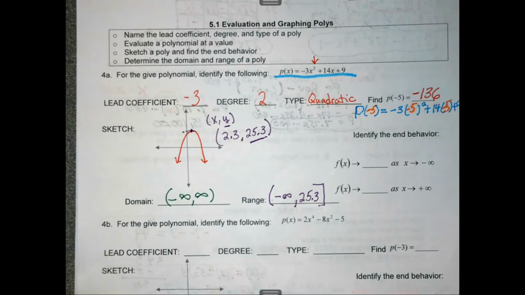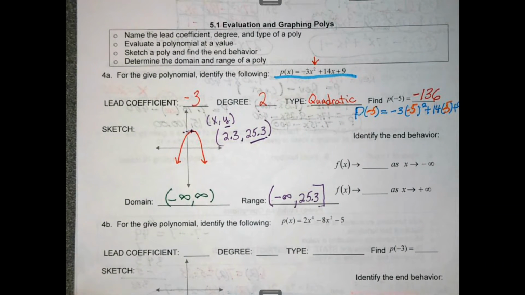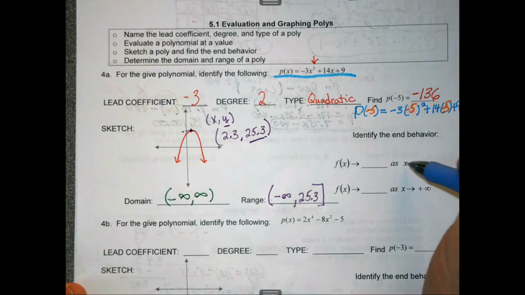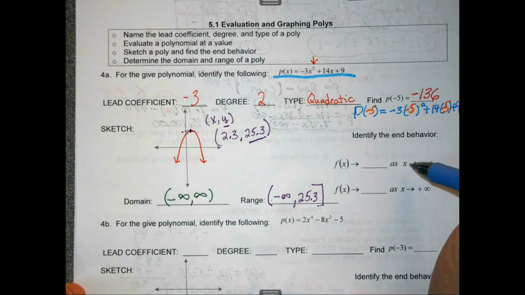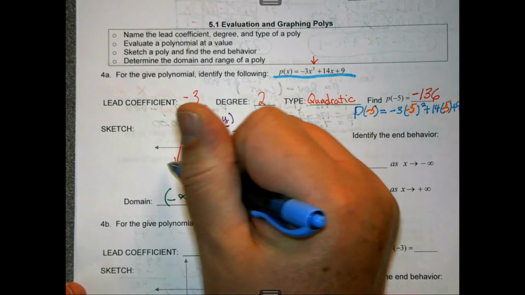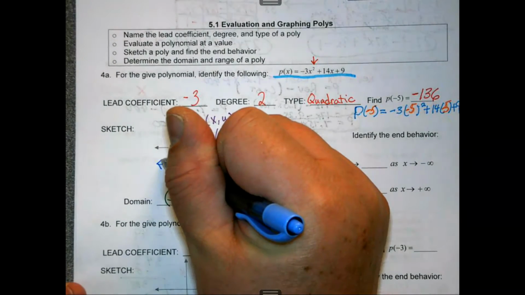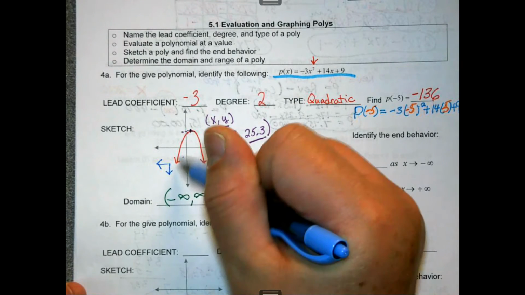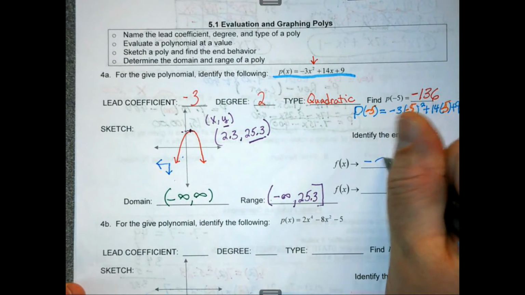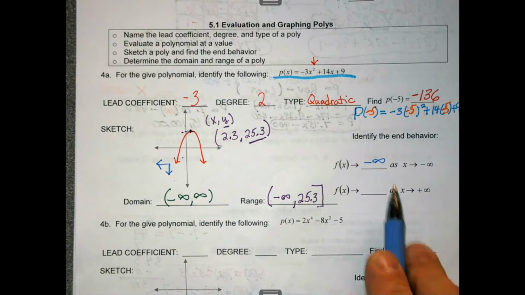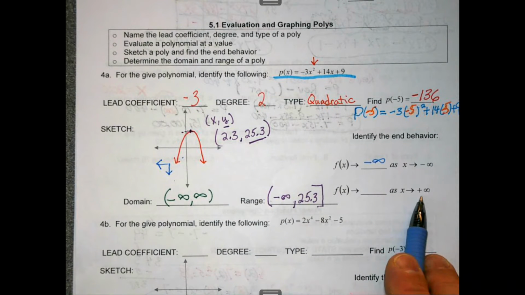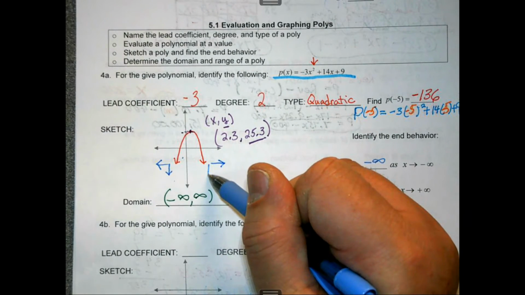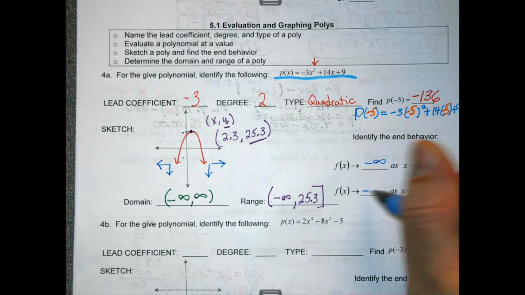All right, end behavior. As my x goes to negative infinity, or in other words, as x goes to the left, what's happening to my y? It's going down, right, to negative infinity. As my x goes to positive infinity, or as my x goes to the right, my y also goes to negative infinity.